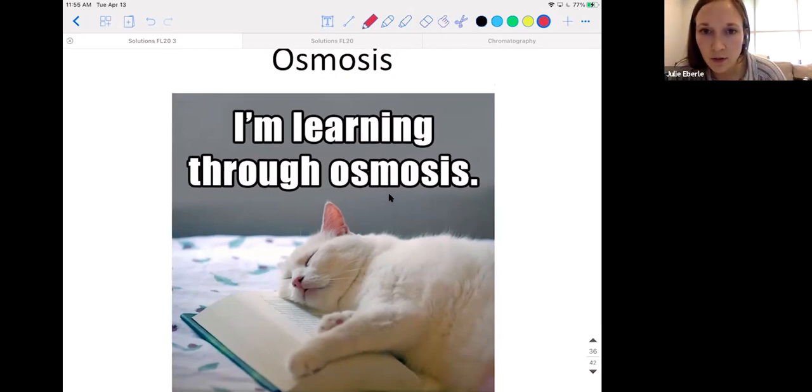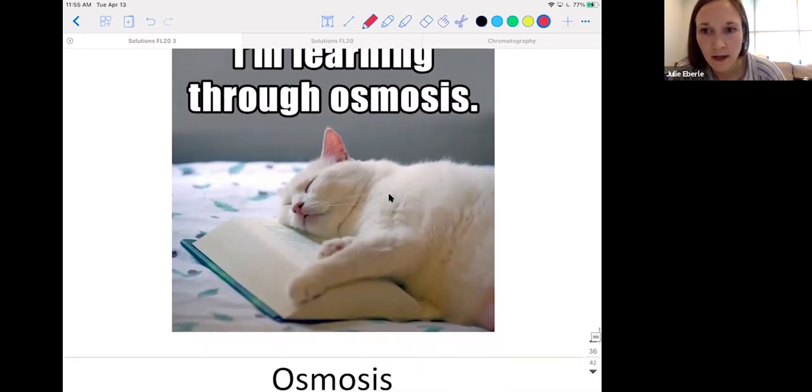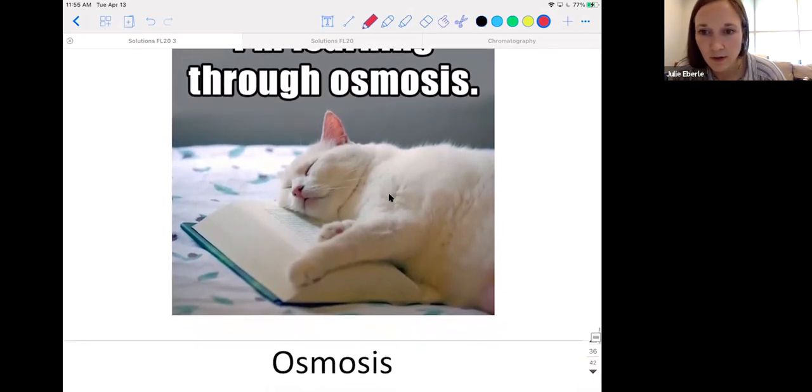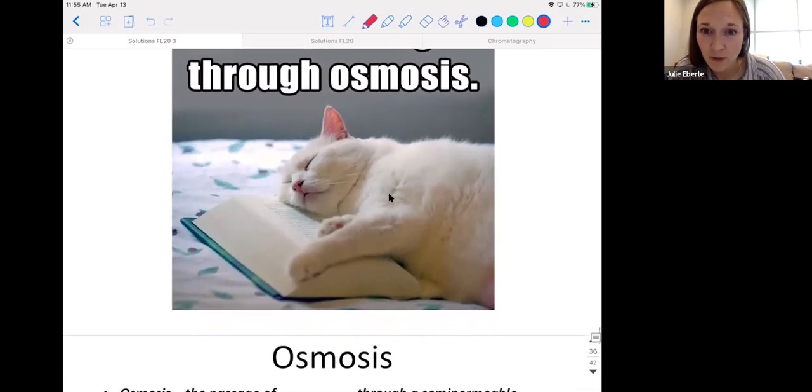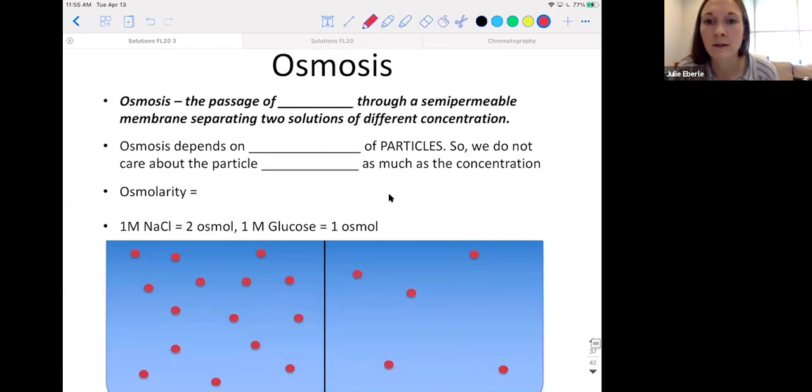You all have heard of osmosis in your biology class, right? But it's not this. I wish it was. How many of you would actually sleep on your chemistry book if it would help? If this is the way knowledge was transferred, right? Too bad. Okay, what is osmosis then?